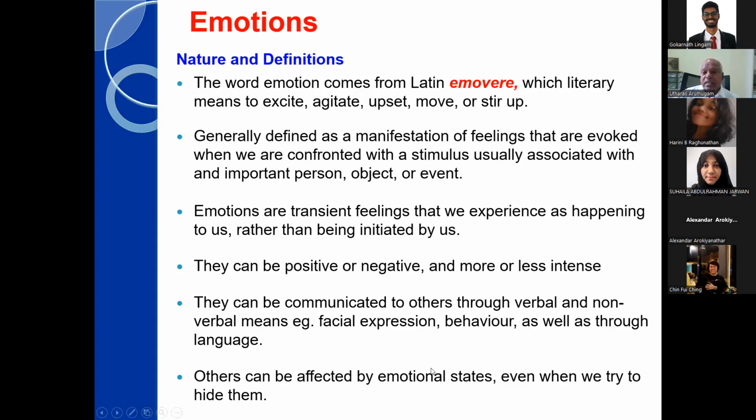It is generally defined as a manifestation of feeling that is evoked when we are confronted with a stimulus, usually associated with an important person, object, or event. It must be personally significant for people to respond with emotion. Emotions are transient feelings that we experience as happening to us rather than being initiated by us. That's an interesting thought, because we say we experience this emotion, but we don't have control over it. We don't initiate it, so to speak. But we'll look at that when we look at the ABC model.